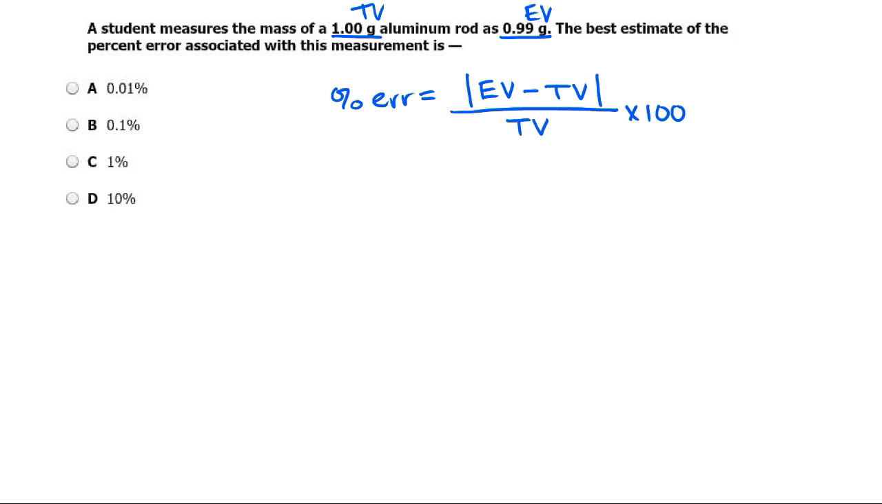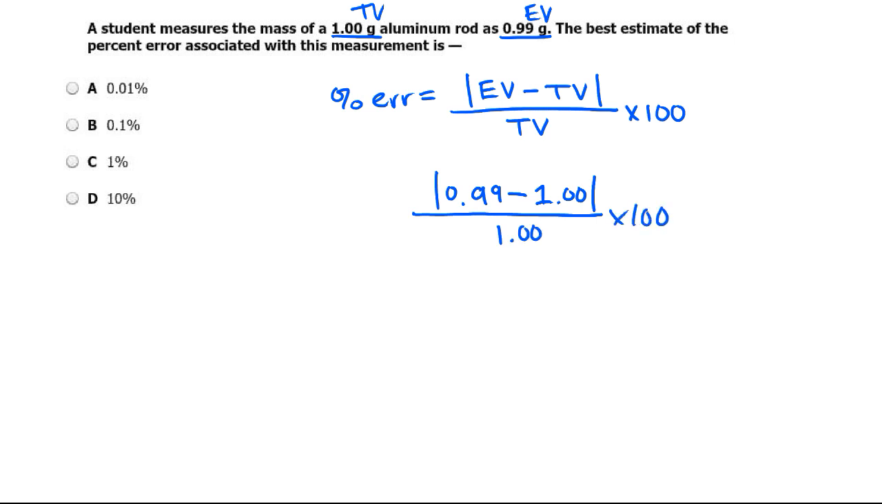So according to this, the experimental value, 0.99, minus the true value, which is 1.00, the absolute difference can't be negative, divided by the true value, which is 1.00, times 100, you get 0.01 divided by 1 times 100, and that gives you a 1% error.